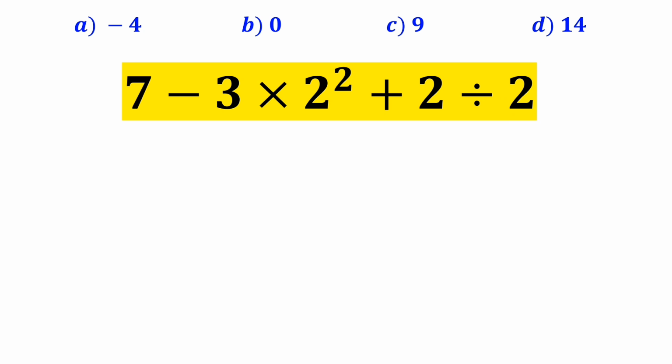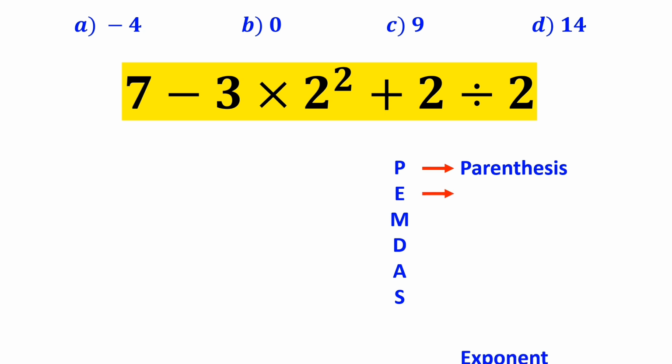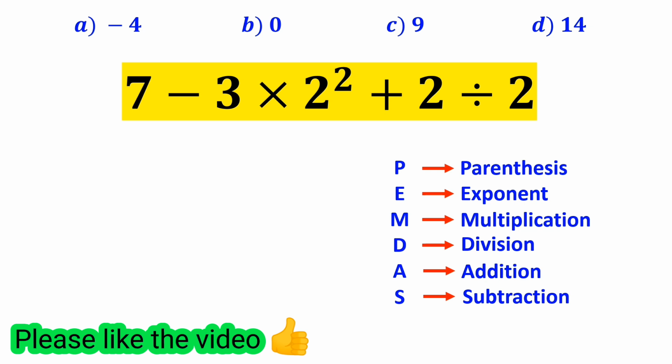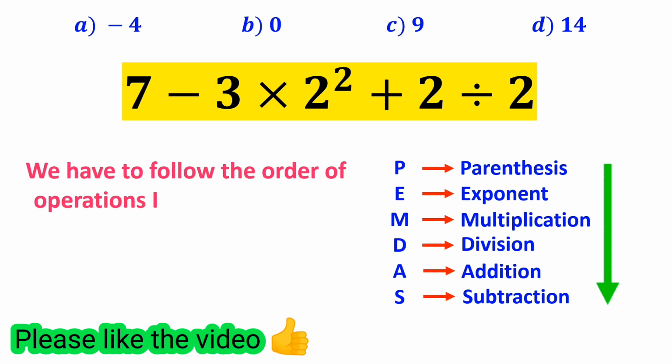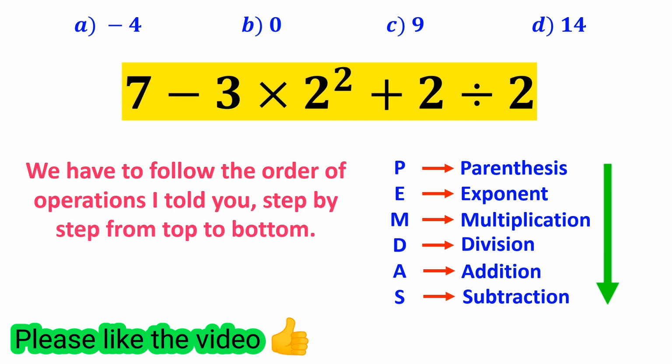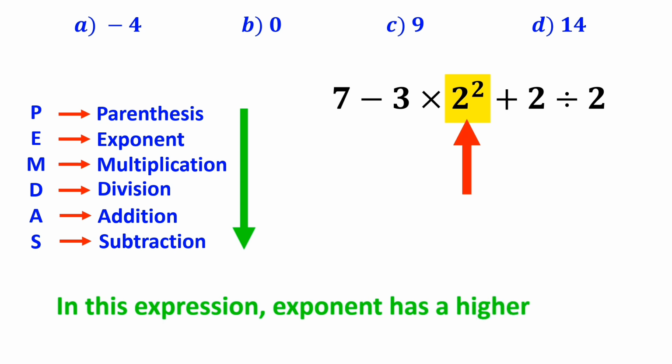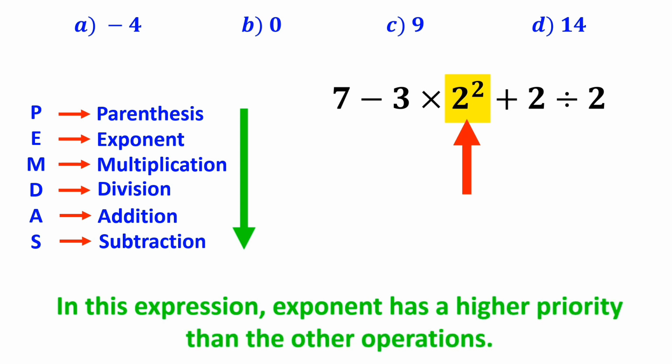To solve this question, we need to follow the PEMDAS rule. In this rule, P stands for parenthesis, E stands for exponent, M stands for multiplication, D stands for division, A stands for addition, and S stands for subtraction. We have to follow the order of operations I told you, step by step from top to bottom. Alright, first we start with 2 squared, because in this expression, exponent has a higher priority than the other operations.